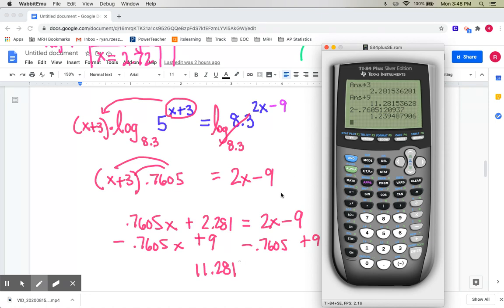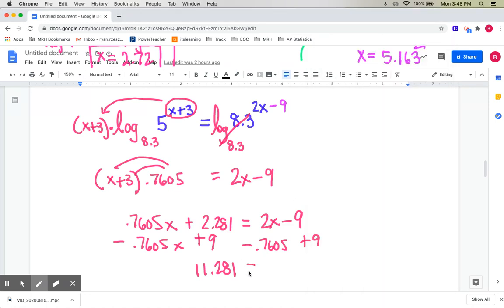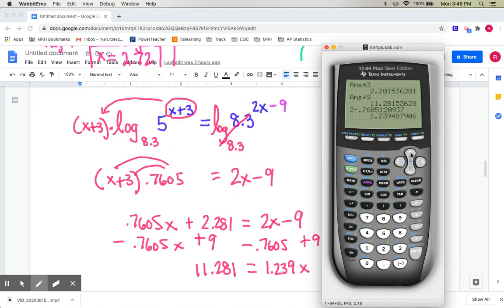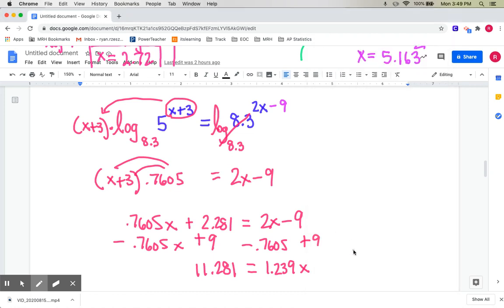So 1.239x. And lastly, I'll divide to get my answer, again, using the full decimal whenever I have the ability to do so. So I want my 11 number divided by my 1.23 number, and my final answer is about 9.102. All right.